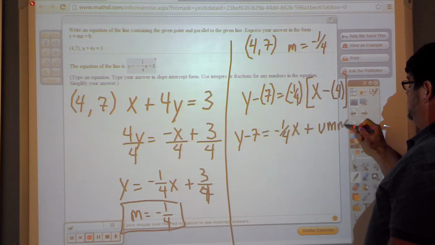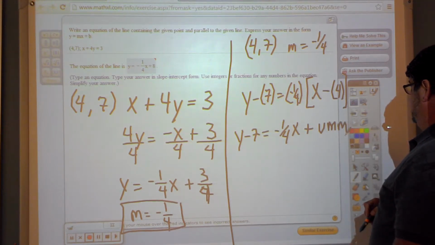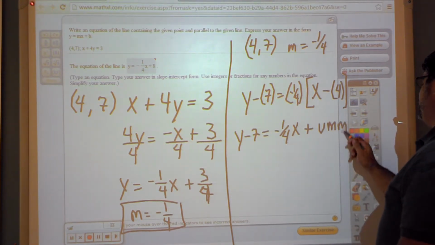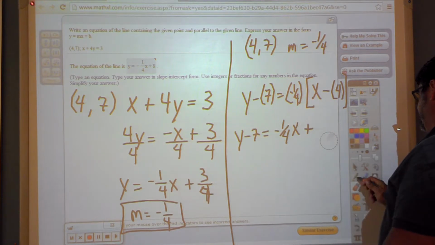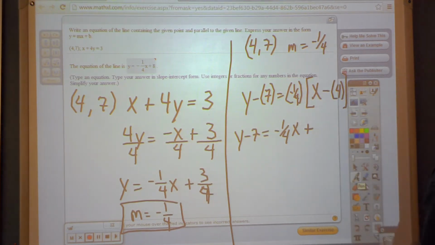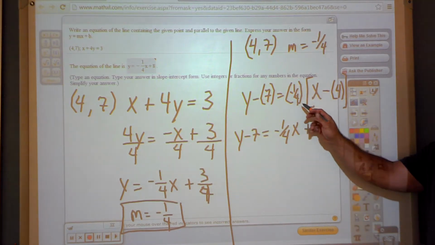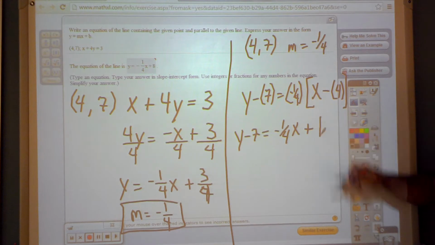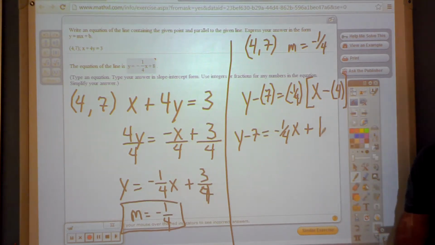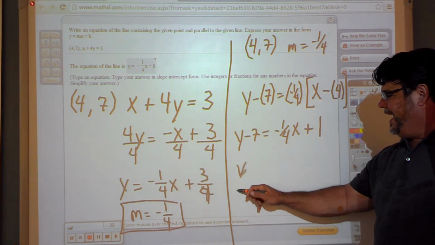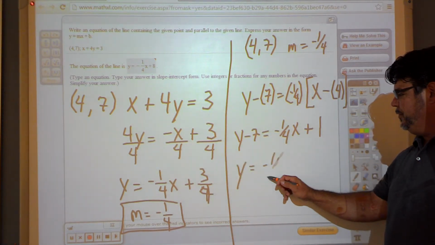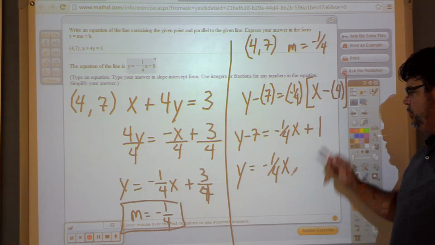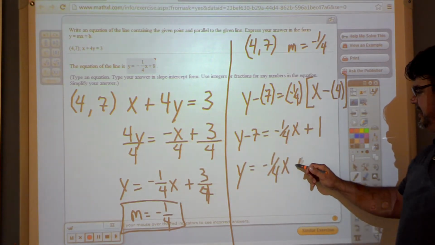Hold on, I was typing it in the computer. You don't need to type it in the calculator. I was checking my answer to make sure it was right. What's 1/4 times 4? 1. So y is equal to negative 1/4 x, and 1 plus 7 is 8.